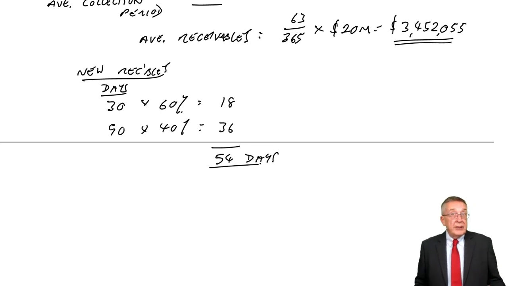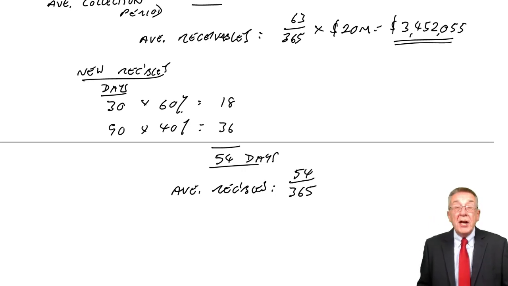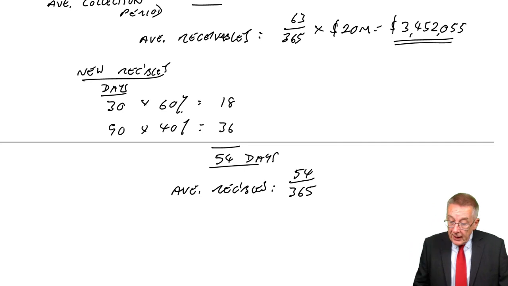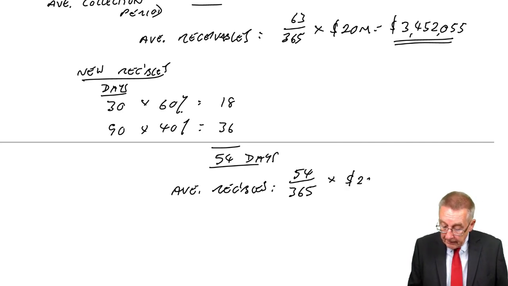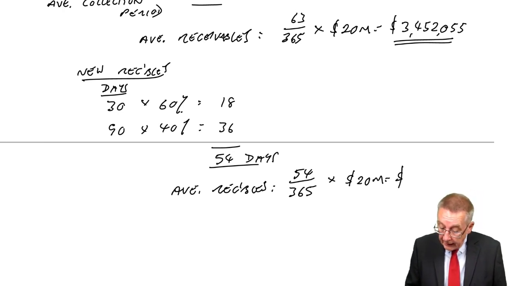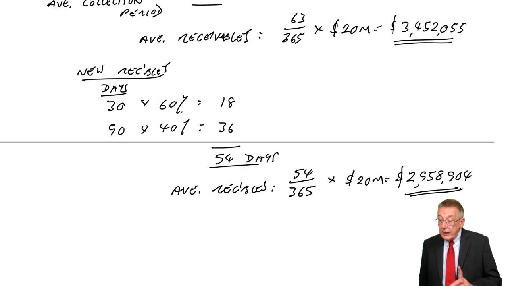And therefore, what will be the average receivables under the new policy? Same logic as before. 54 days, 365 in a year. And incidentally, do check. Quite often the examiner says assume 360 days in a year. So don't make a silly mistake. About 54 365ths of 20 million, the new receivables. On average, they fall to 2,958,904.